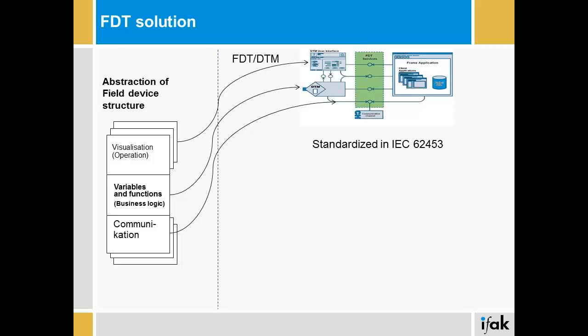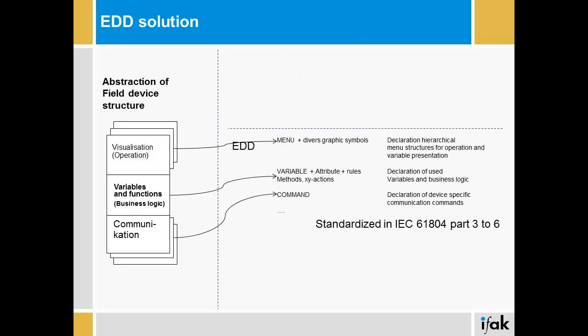For EDD, we have a description language. This means there's a textual representation, and at least a tool has to interpret these declarations of parameters and functions. More generally speaking, we have three parts. We have menus and different graphic symbols where the device manufacturer can represent the graphical user interface. Then we have the variables, attributes, rules, and different actions and methods to describe the business logic, and we have a specific keyword called command to provide the information on how to access the variables and parameters in the field device. So the EDD has keywords which represent these three main aspects of our device proxy.